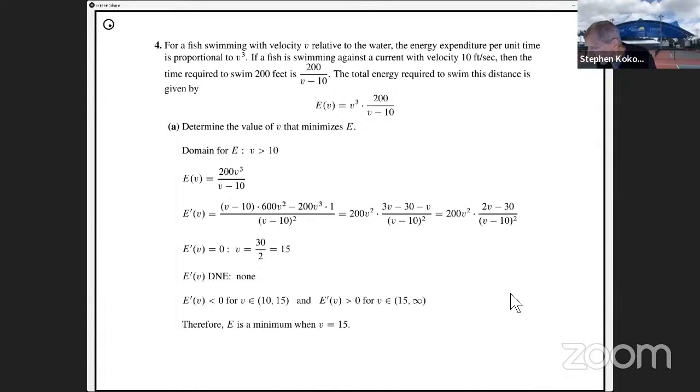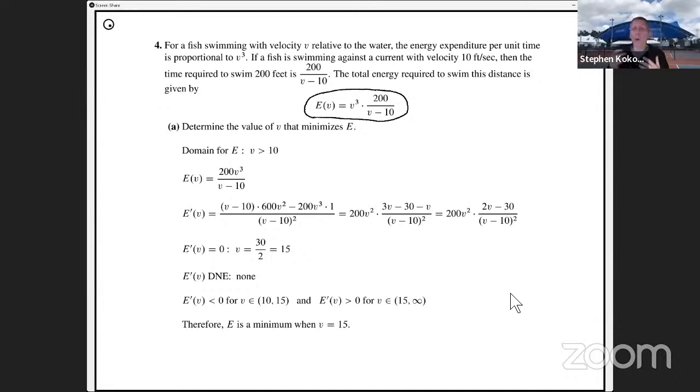So let's suppose a fish is swimming against a current that is 10 feet per second. So you think about these salmon that are spawning and swimming upriver. Then the time required to swim 200 feet is given by that expression, 200 divided by v minus 10. The total energy required to swim this distance is given by this expression right here. We'll call it E of v. So let's see if we can determine the value of v that minimizes the energy expended.